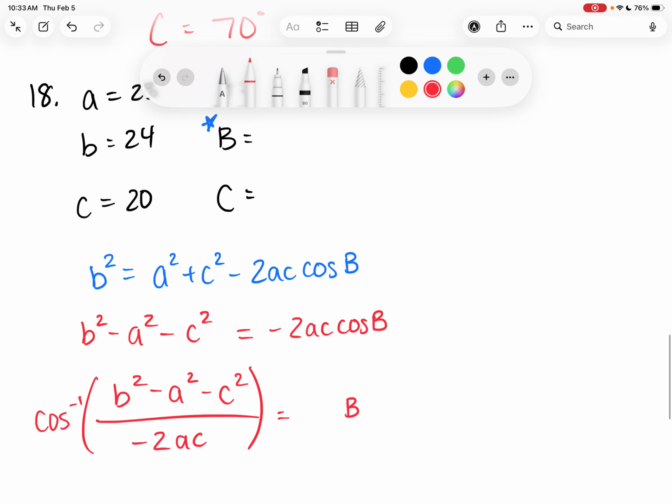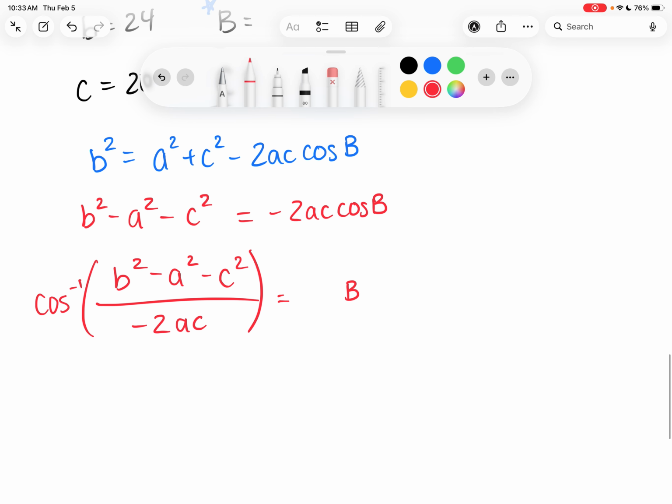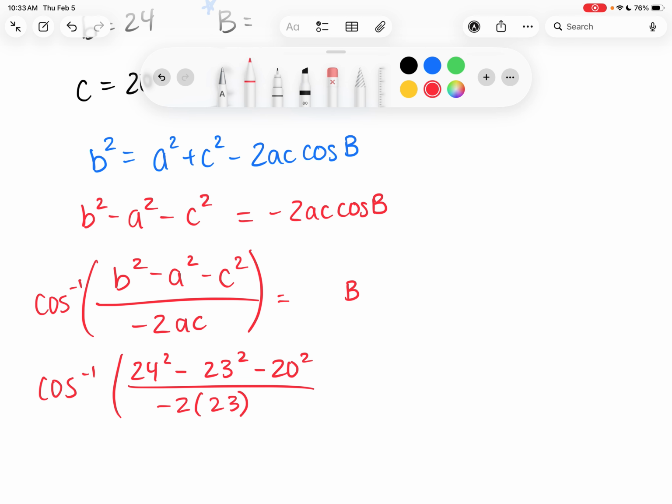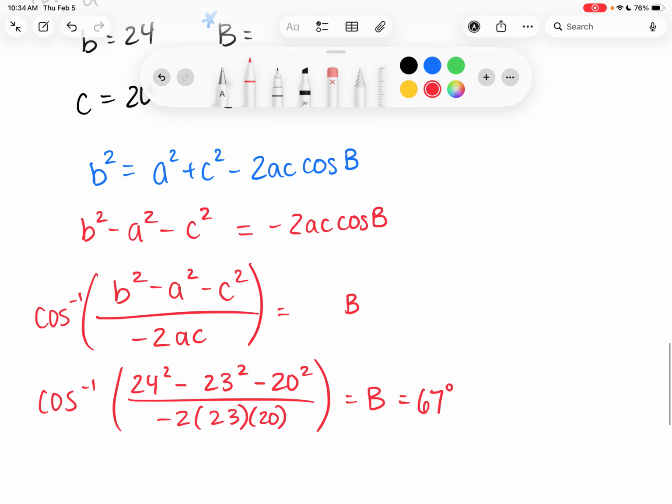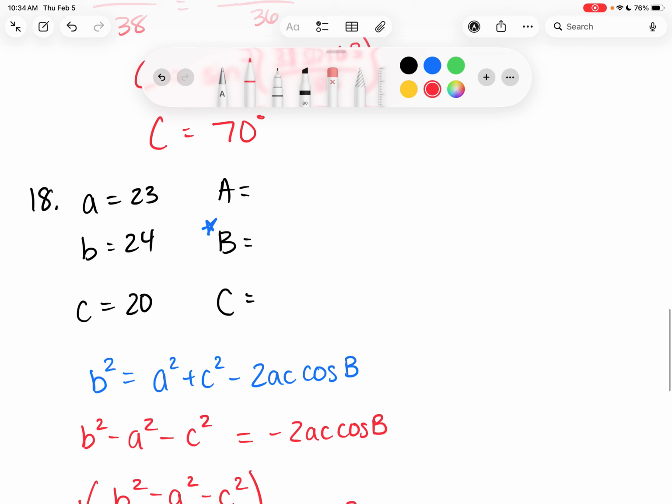All right, so I'm solving for B, obviously. So I'm going to plug in. We have the inverse cosine of 24 squared minus 23 squared minus 20 squared all over negative 2 times 23 times 20. Does it equal 67? It's 67.4. The book says it's 67.4, so I'm assuming that's what y'all had too. So, all right, angle B is 67 degrees.